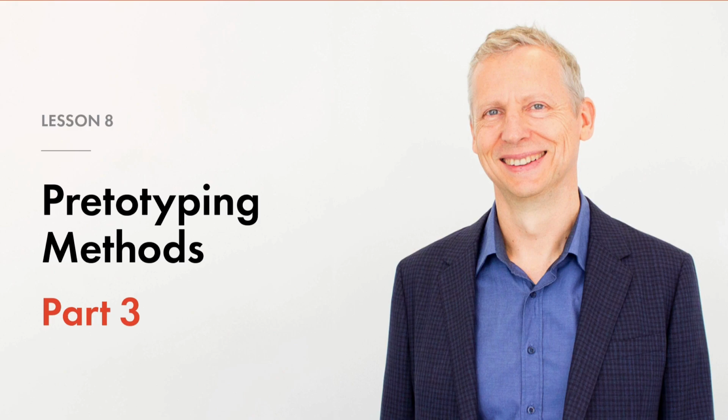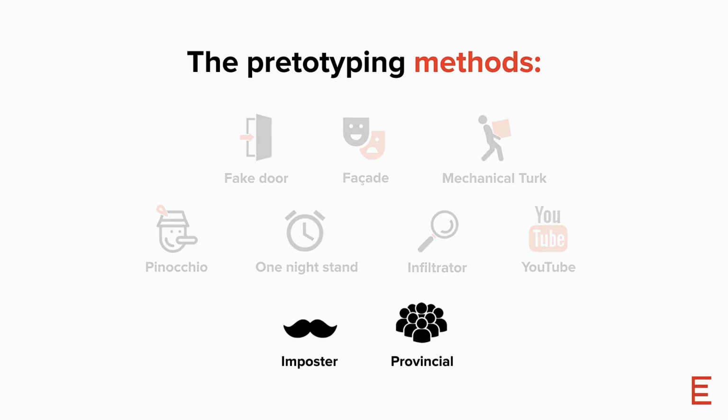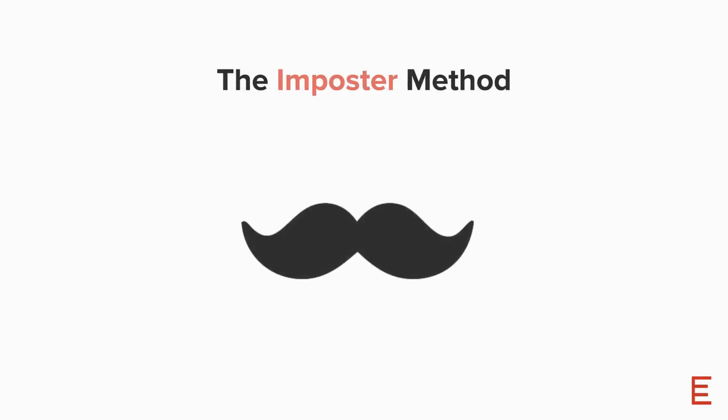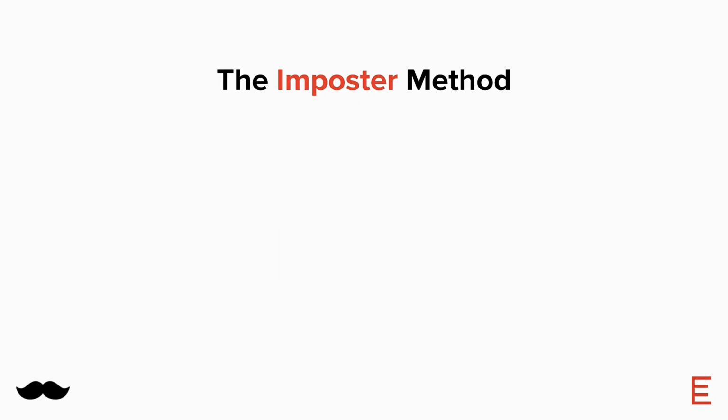Prototyping methods, part 3. In this lesson, we're going to run through the last of the prototyping methods, the imposter and the provincial. So first, the imposter method. This is where you use someone else's product to simulate your potential product. And you definitely do this with permission where you can. We'll use a playful example in this case, the second day sushi example.